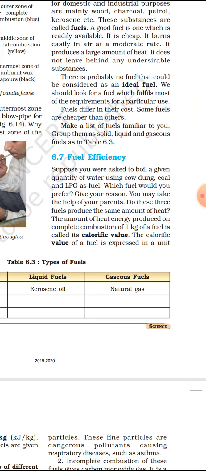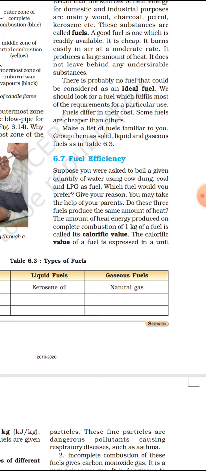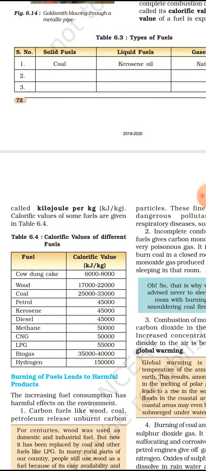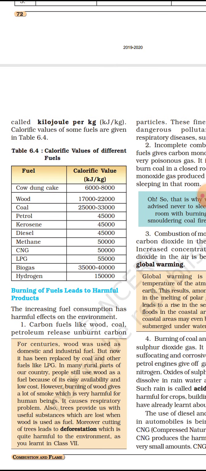There is a difference in heat, which we call calorific value. The amount of heat energy produced on complete combustion of 1 kg of fuel is called calorific value. That is, for complete burning, how much heat energy is produced, that we call calorific value. It is expressed in kilojoule per kg, that is its unit. And see, different types of fuel are given and their calorific values are tabulated here.